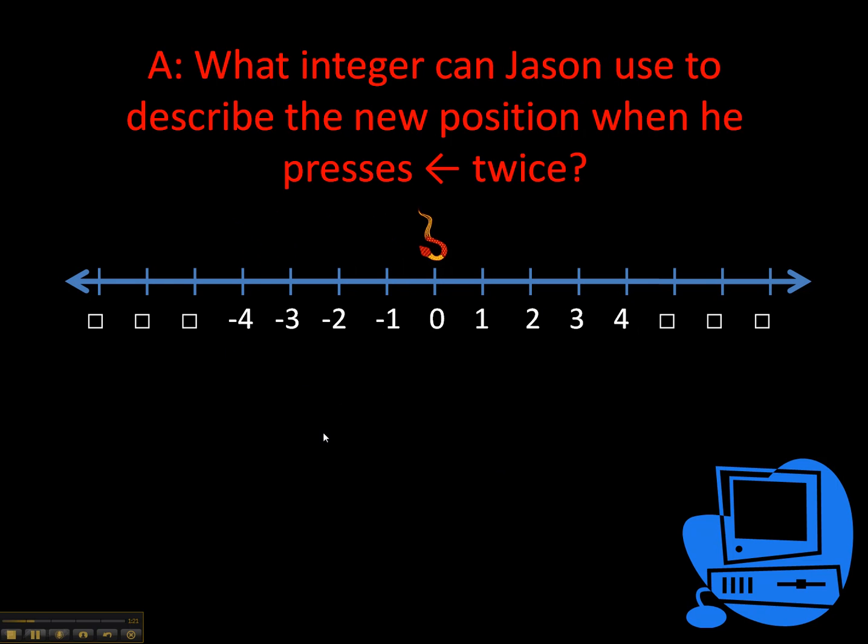Alright, so now you've opened up a little bit of what you can see on this number line, and we're going to answer some questions. Question A, what integer can Jason use to describe the new position when he presses the left key twice? Well, if he presses it once and then twice, he ends up at -2.